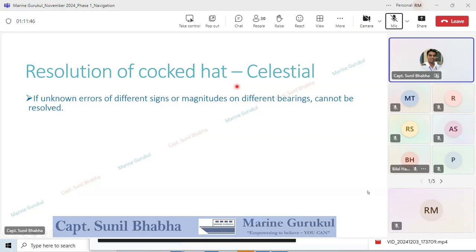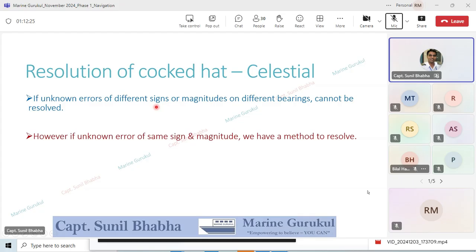Now, when we are resolving a celestial cocked hat, the first important point to be clear in our mind is that in case the error in the three position lines is different, then it cannot be resolved. The foremost condition for resolution of a cocked hat is that the error in the three position lines should be similar, of same sign and same magnitude. If the error in all the three PLs is similar, then the cocked hat can be resolved.